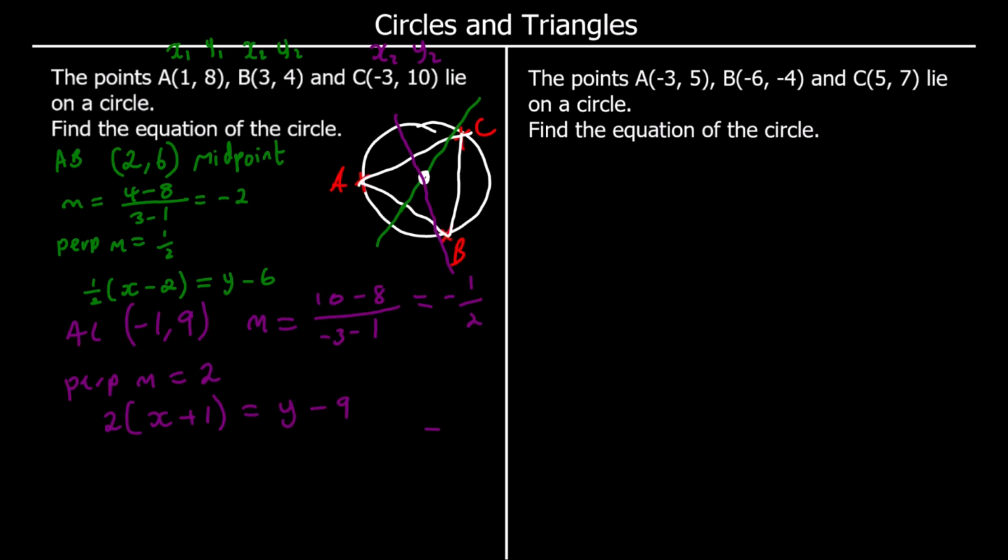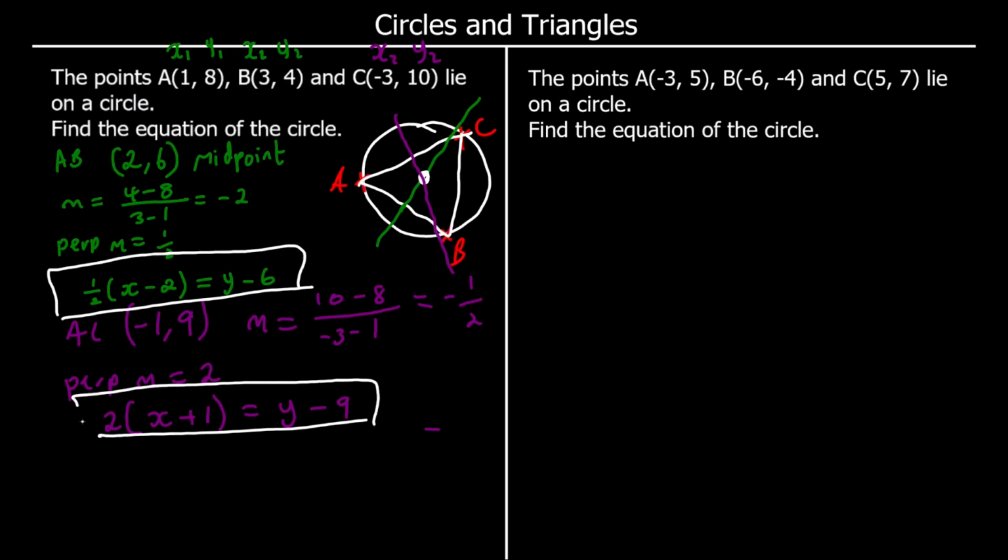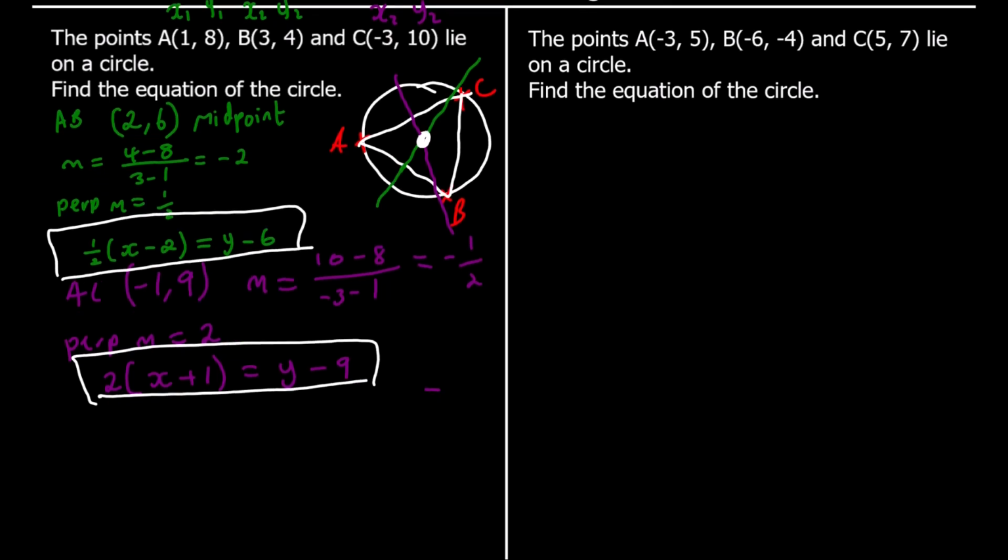So we've got two lines. We've got the purple line and the green line. And we know that where they intersect, they both go through the center of the circle. So their intersection must be at the center of the circle. So if we solve these, we can find the center of the circle. So let's make them both y equals, and then make them equal to each other. So plus 6 to both sides.